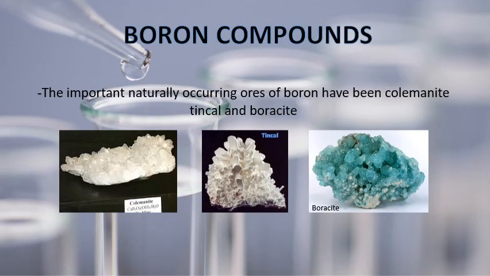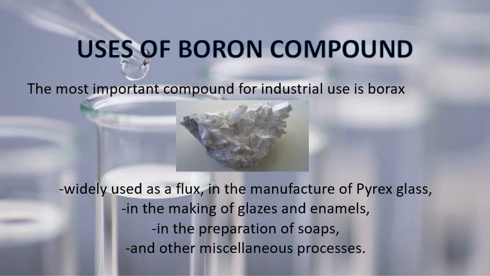Boron compounds. The important naturally occurring ores of boron have been colemanite, tincal, and boracite. The most important compound for industrial use is borax. It is widely used as a flux in manufacturing of Pyrex glass and in making of glaze in enamels.